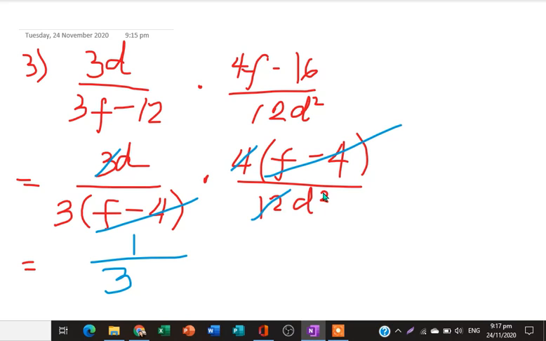1 minus 2 is negative 1. So, d is in the denominator. So, the answer is 1 over 3d. Okay? Okay, sige. Next, if we have another example, number 4, so try this one.